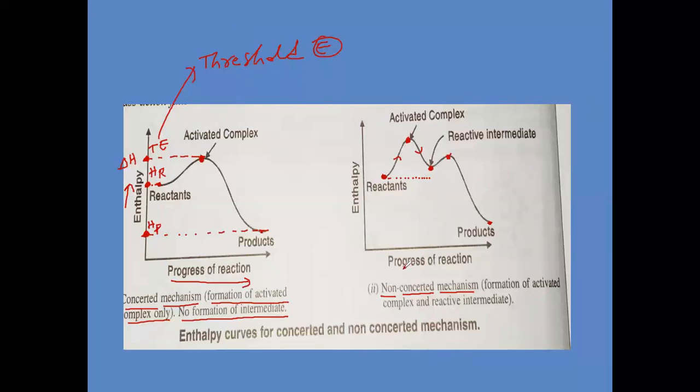Is the concept clear? Tell me, in non-concerted what will be there? Reactants convert into an activated complex, the activated complex changes into a reaction intermediate, and the reaction intermediate finally changes into product. But in concerted, reactants change into an activated complex and the activated complex changes into product. So these two are important types of mechanisms.